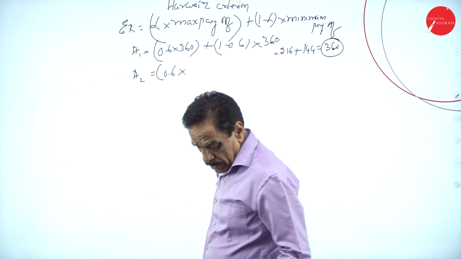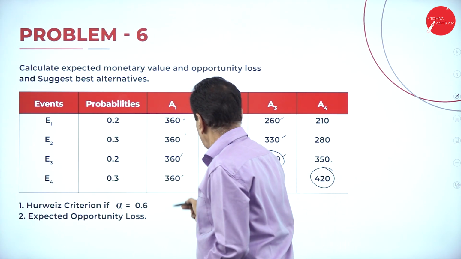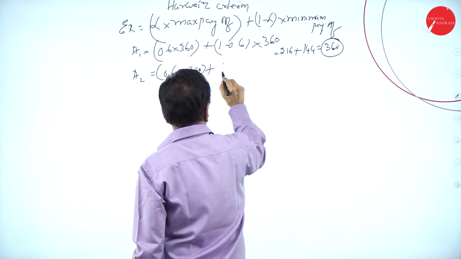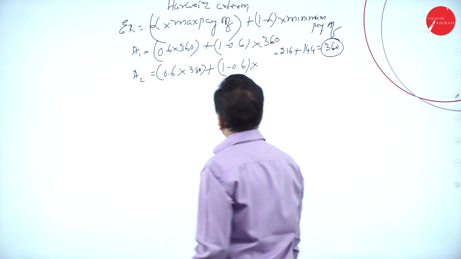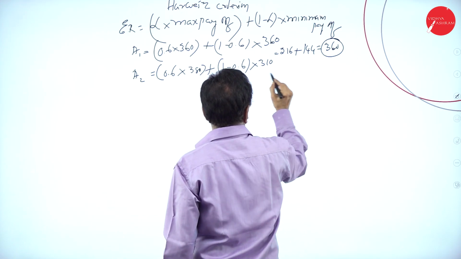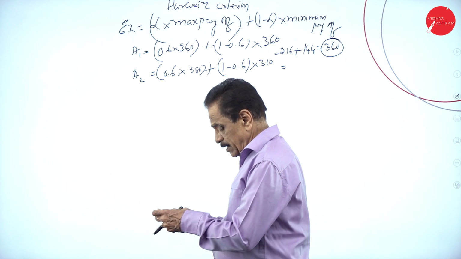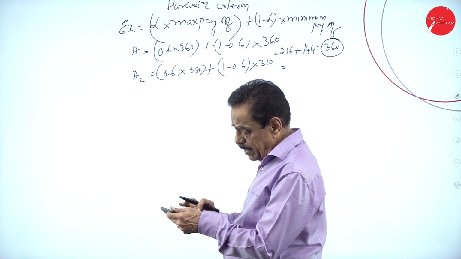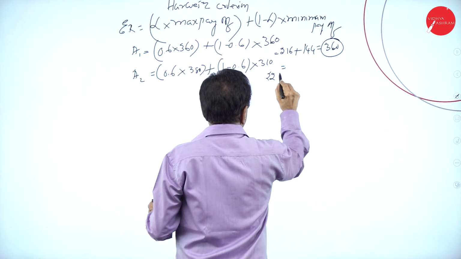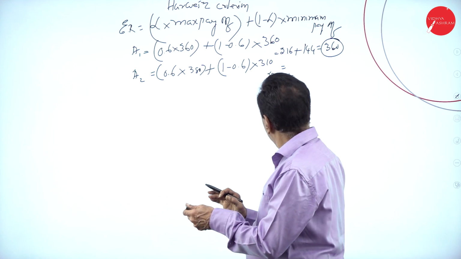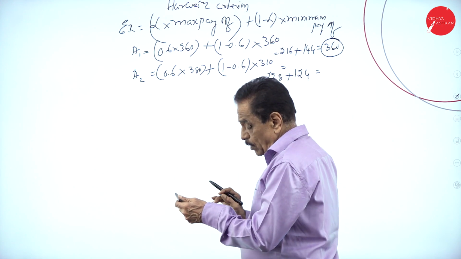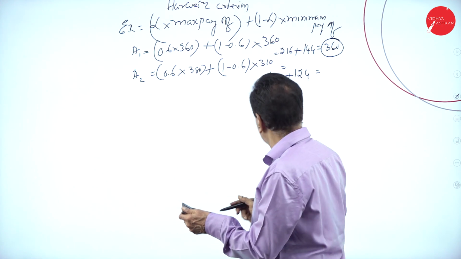A2, 0.6 into, what's your maximum payoff here? Here highest is 380, plus 1 minus 0.6 into what's your minimum payoff of that? 310. Simplify. 380 into 0.6, 228, plus 0.4 into 310, 124, plus 228, 352.